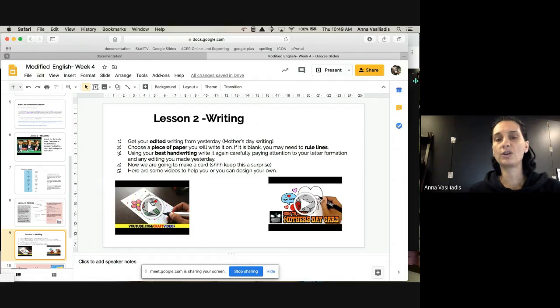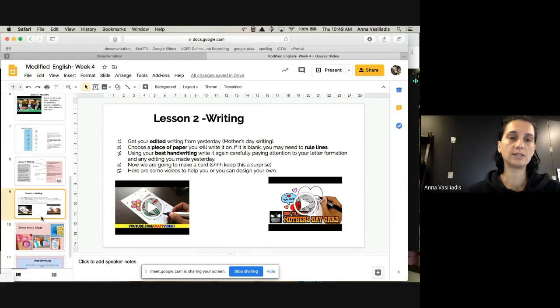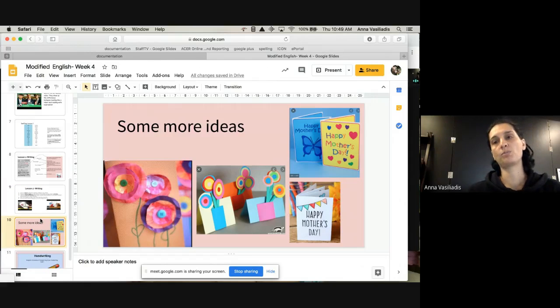Next, you're going to make a card for Mum. I've got 2 videos here that go through how to draw what they have done. You don't need to do that. If you have a different idea of what your Mother's Day card might look like, you can do that too. Otherwise, on the next slide, there's some pictures here to help inspire you with some different ideas.